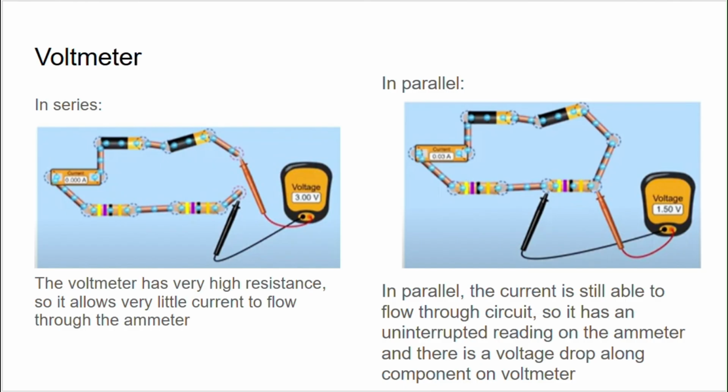The voltmeter has a very high resistance, so that allows very little current to flow through the ammeter, making the reading zero. But in parallel, the current is still able to flow through the circuit, so it has an uninterrupted reading on the ammeter, and there's a voltage drop along the component on the voltmeter.